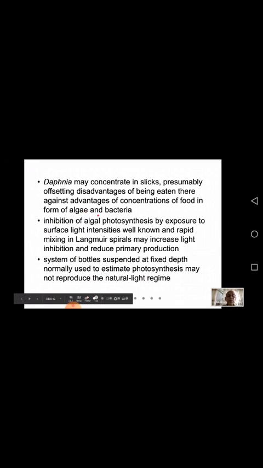So actually Langmuir circulation brings a lot of benefit to the organisms, and at the same time Langmuir circulation could also be devastating to the organism.